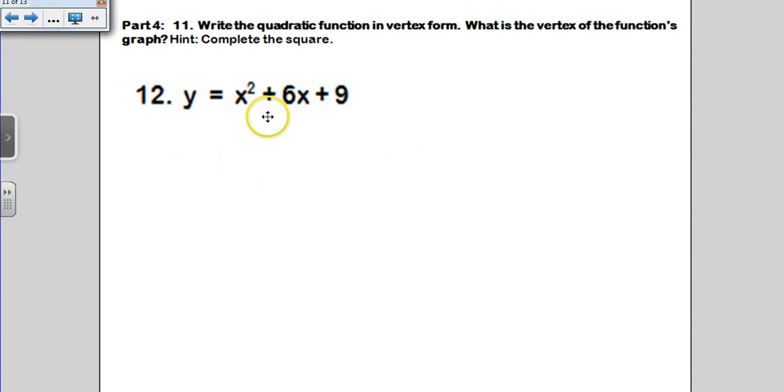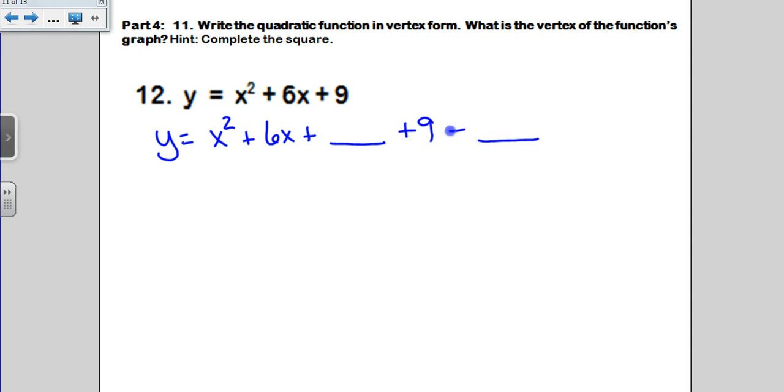Moving on. Same idea. We're going to move the 9 a little off to the side so we can group him later with something else. But I'm also going to leave a blank where I add the c value, and then I'm also going to subtract the c value. So let's find that c value. Half of this would be 3. 3 squared is 9.